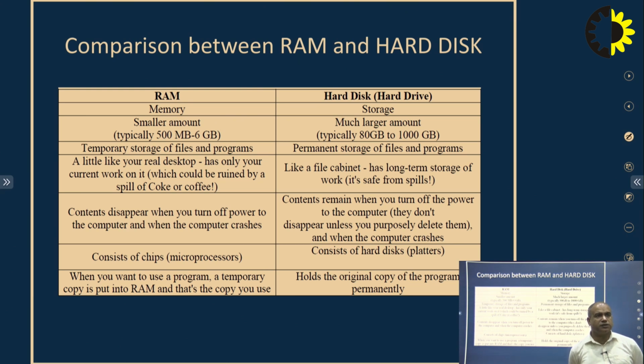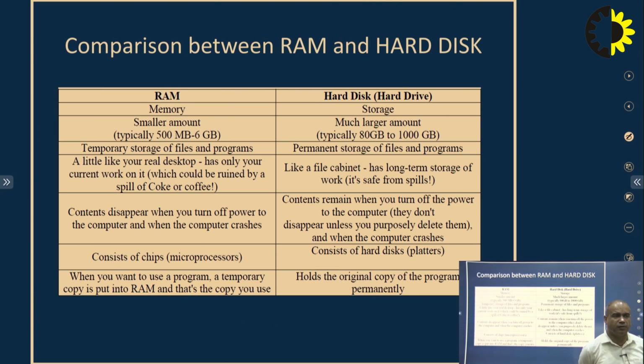Now the difference between RAM and hard disk. RAM is a kind of memory, the system memory, which stores a small amount of data. The hard disk is a storage device which contains a large amount of data, up to 80 GB to 1000 GB. RAM holds a smaller amount of data, up to 500 MB to 12 GB or 6 GB. RAM is temporary storage for files and programs, while the hard disk is permanent storage of files and programs.